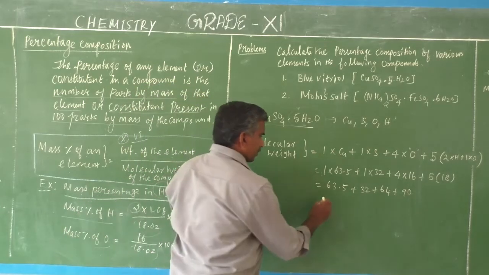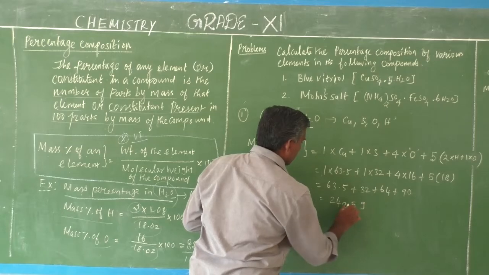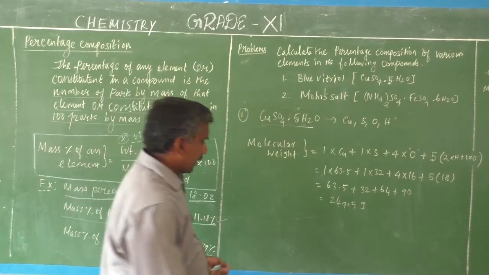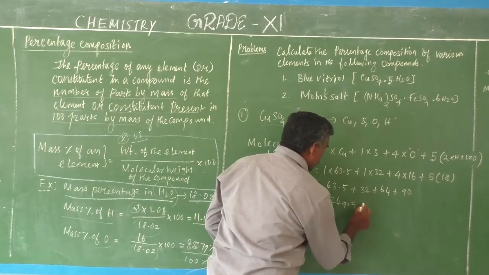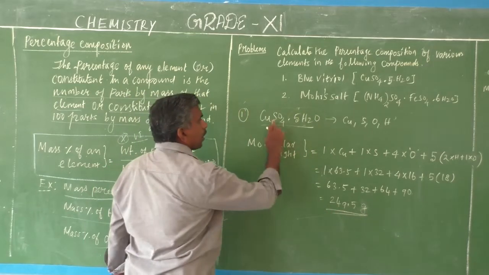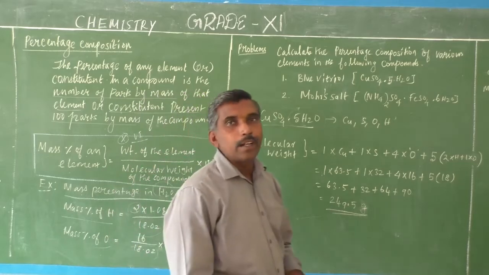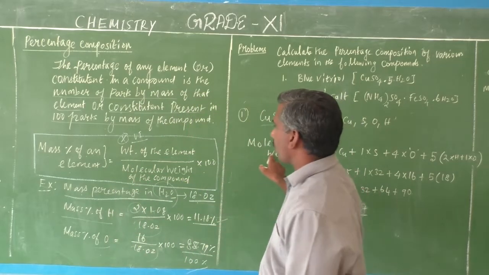So you add: 249.5 gram. This is the molecular weight of copper sulfate. So the first step is over. First you find the molecular weight. You find the molecule. What is the formula?